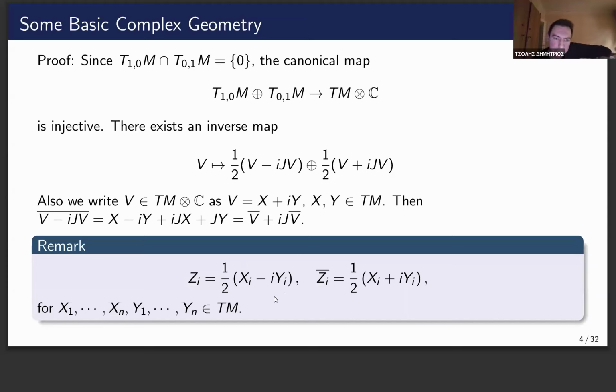So finally, we can define Z_i and Z-bar_i as the two vector fields that we had from this decomposition, and X_i and Y_i as elements of the tangent bundle. Those vectors are just a different way to write the orthonormal frame that we define eventually. So those are also useful.